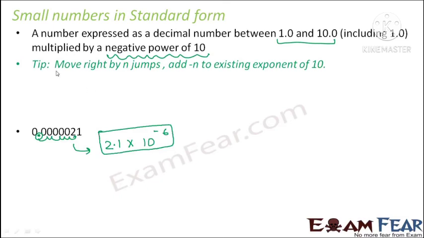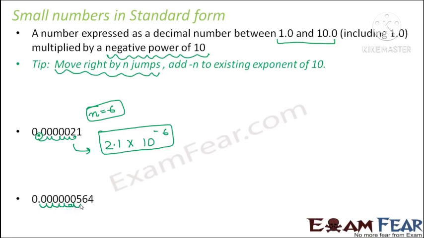So the simple tip is that you move right by n jumps. The value of n in this case was 6. And then the exponent of 10 would be minus n, that is minus 6. So you just need to count the number of jumps. Let's take one more example. So this is another example. Your decimal point is here. Till where do you want to move the decimal point? Do you want to place it here, 5.64? Yes, 5.64 lies between 1 and 10. Would you like to place it here, 56.4? That is far greater than 10. So that's not the right option.